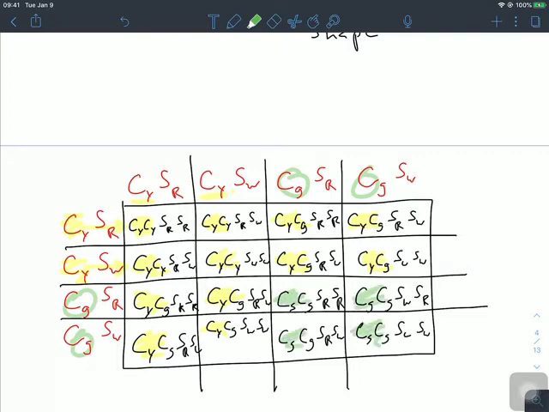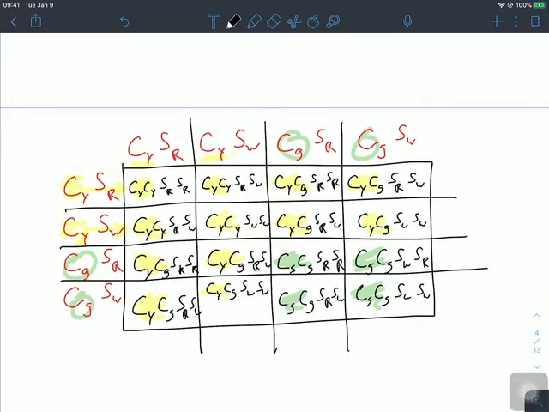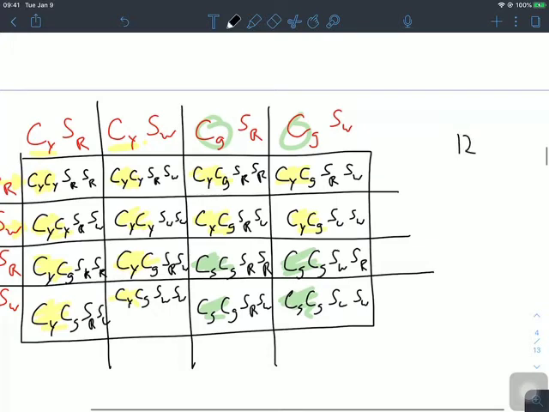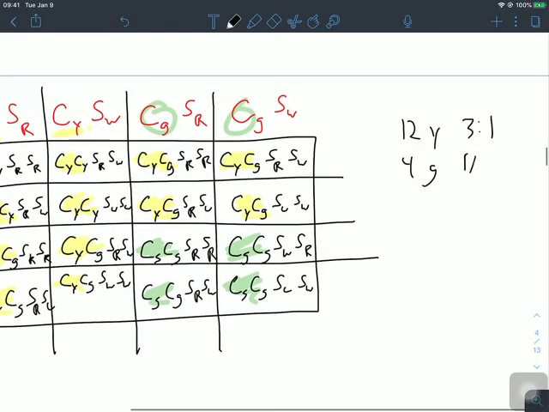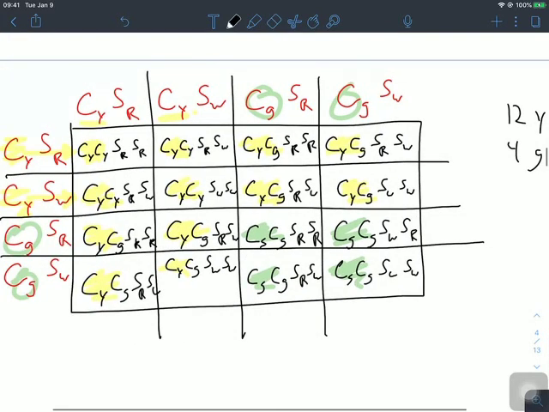So you'll notice that this is just like our smaller Punnett square. We have 3/4, or 1, 2, 3, 4, 5, 6, 7, 8, 9, 10, 11, 12, 12 possible yellows and 4 possible greens. This has that same ratio of 3:1, or 1/4 green, 3/4 yellow. Just over a bigger Punnett square because of the fact that we're working with the dihybrid.